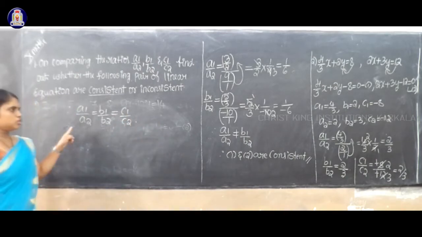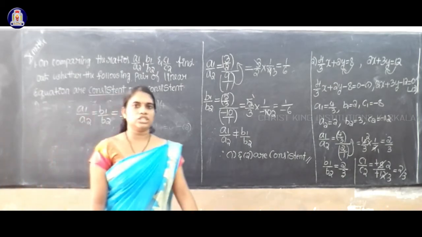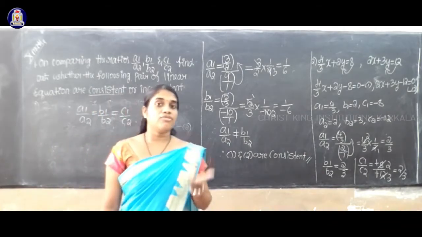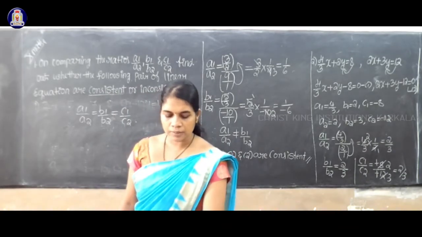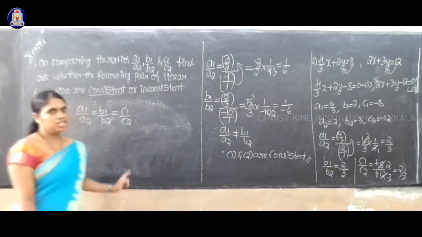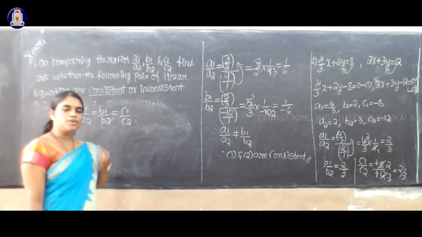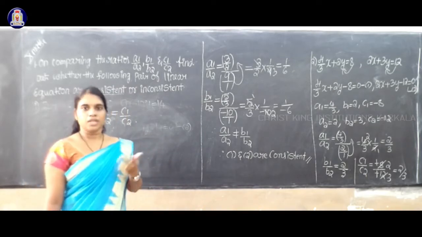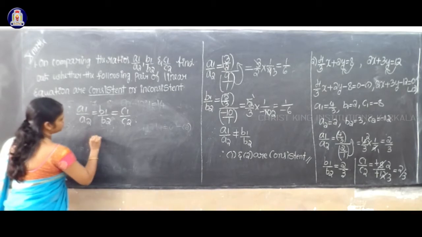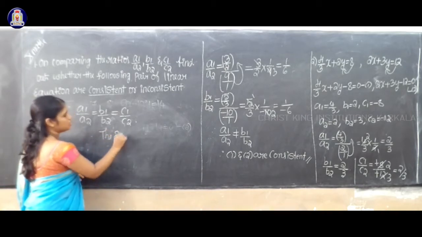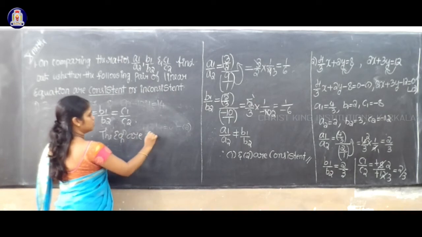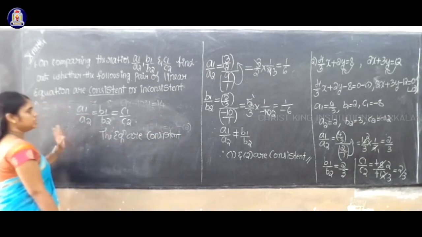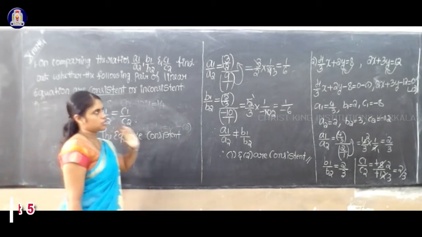Okay. So suppose your equations satisfy this condition. What does it mean? It means the equations have infinitely many solutions. If the equations have infinitely many solutions, then can I say the equations are consistent? Yes. So therefore, the equations are consistent. Since it has infinitely many solutions, I can say that the equations are consistent. Okay, yes. So this is the solution.